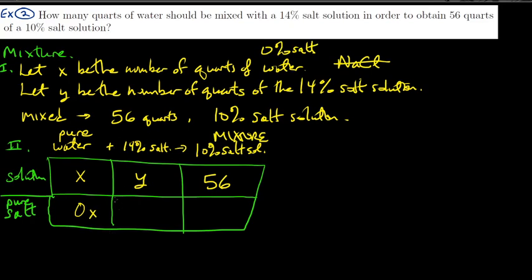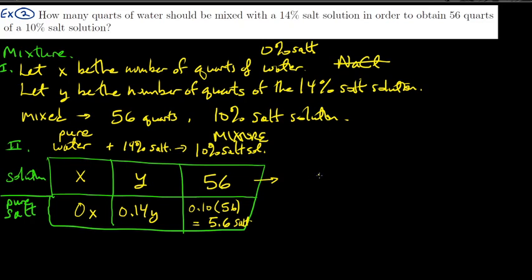For the 14% salt solution, if we have y quarts of the solution, only 0.14 of that will be salt. So 0.14 times y. Then we have 10%, so 0.10 times 56 quarts, which is 5.6 quarts. So 5.6 quarts of essentially pure salt. I hope that helps. Step 3, we're going to solve the equations.